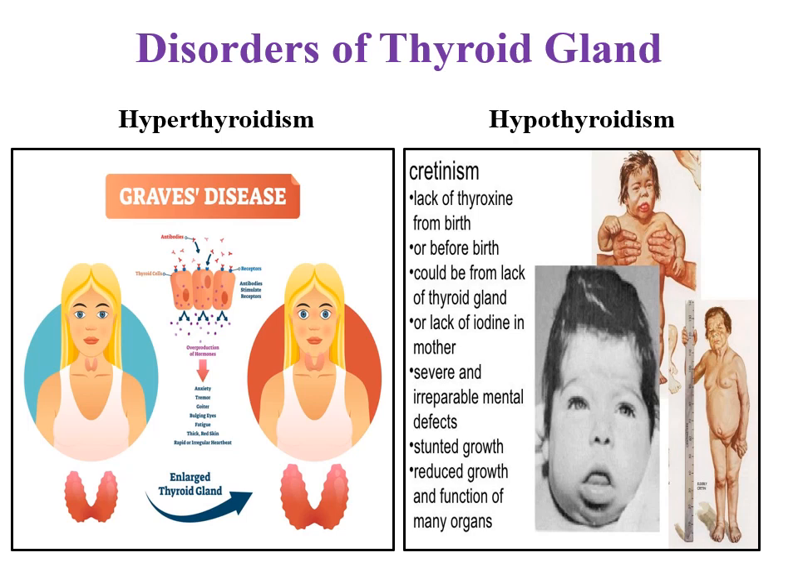Now in case of hypothyroidism, that is, less secretion of thyroid hormones, in children it causes cretinism. These children may totally lack the thyroid gland, or there can be a lack of thyroxine from birth, or a lack of iodine. The main symptoms are mental retardation, stunted growth, and overall reduced growth and function of most of the organs. And in adults, it causes myxedema.